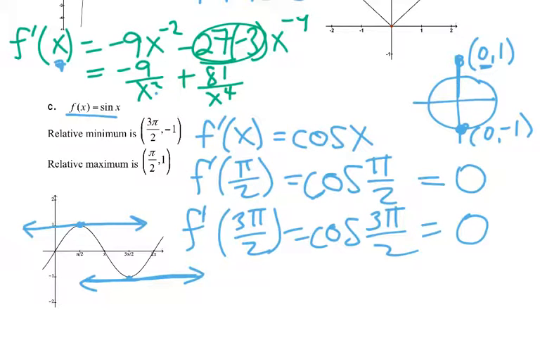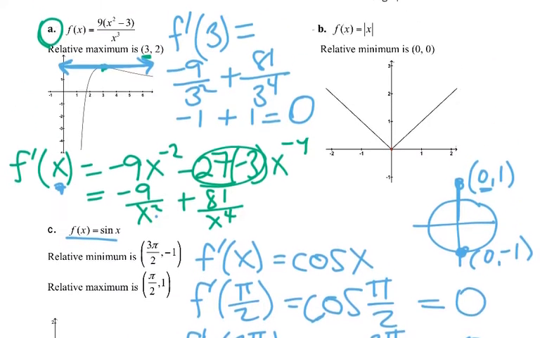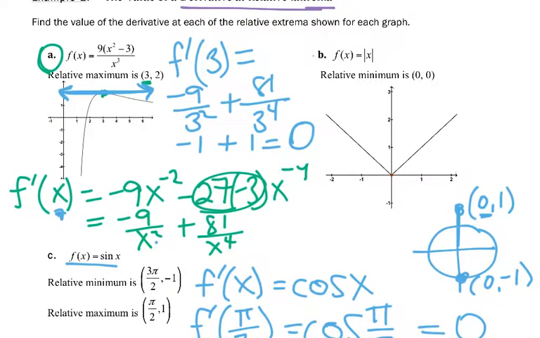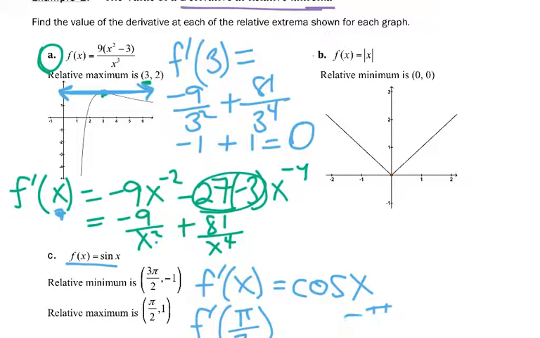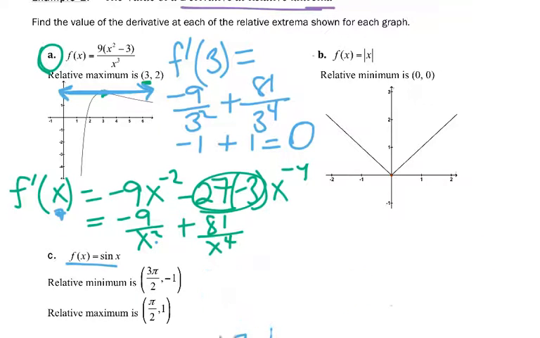Okay, now we saw two examples where the derivative is 0. It turns out that a derivative that's undefined at a point can also indicate that there's a relative min or max. So let's take a look at example B. Let me erase this. Okay. In example B here, we have the absolute value function.